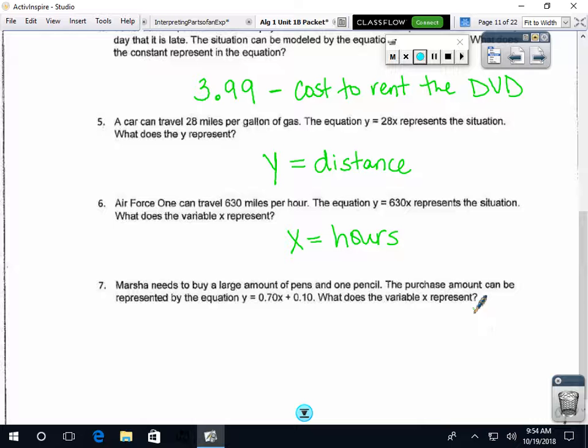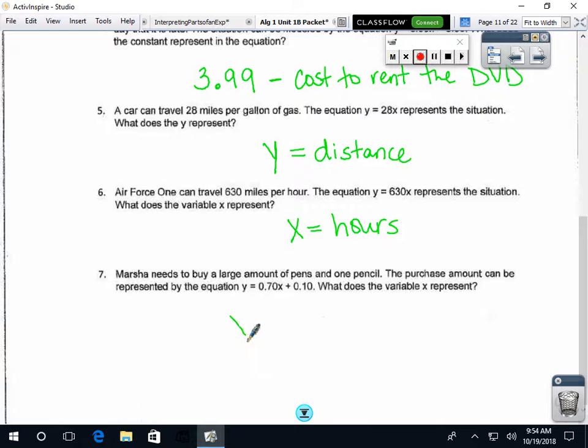Okay, number 7. Marcia needs to buy a large amount of pens and 1 pencil. The purchase amount can be represented by the equation y equals 0.70x plus 0.10. What does the variable x represent? Right, the number of pens she's purchasing. How much is each pen? 70 cents. How much is that 1 pencil that she's going to purchase? 10 cents.